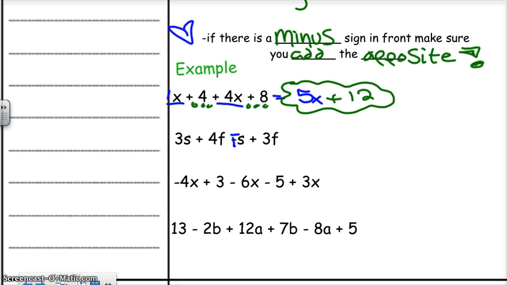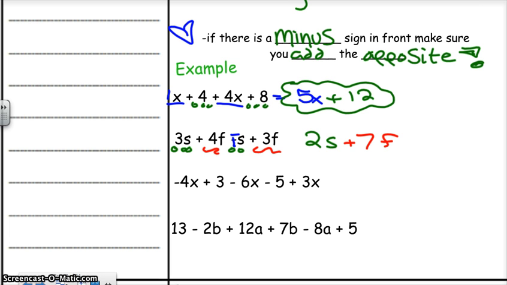So now I have, starting from the left, 3s plus a negative s. How many s's do I have? 2. I have 2 s's. Now I have my f's. 4f plus 3f. How many do I have? 7, right? I have 7 f's.